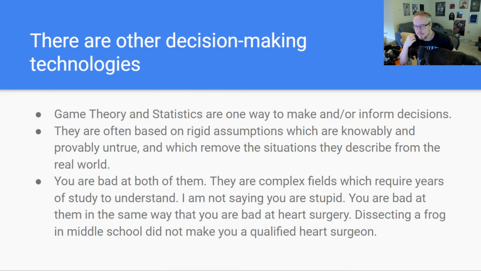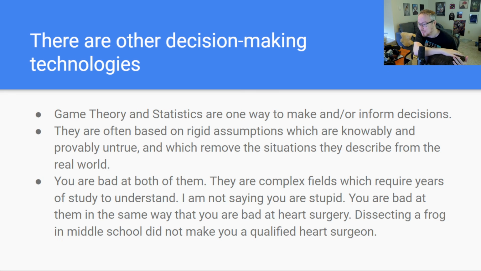Anyway, game theory and statistics are just one way to make and/or inform decisions. They are often based on rigid assumptions which are knowably and provably untrue, and which remove the situations they describe from the real world. You are bad at both of them. You are bad at game theory and you are bad at statistics.